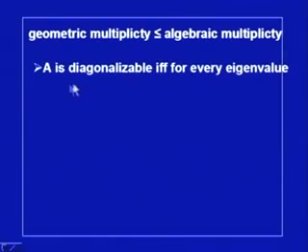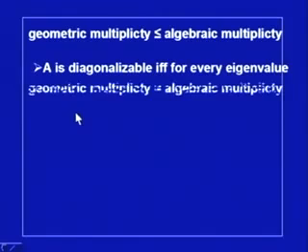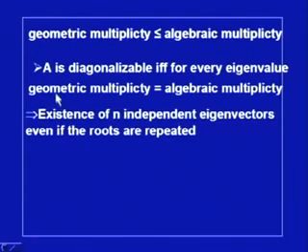A is diagonalizable if and only if for every eigenvalue the geometric multiplicity is equal to the algebraic multiplicity. If this is true for each and every eigenvalue, only then A is diagonalizable. So, this is the condition on A which suggests whether a matrix is diagonalizable or not, because this condition ensures the existence of n independent eigenvectors even if the roots are repeated. So, we do not have to worry about whether we can get the independent vectors or not.